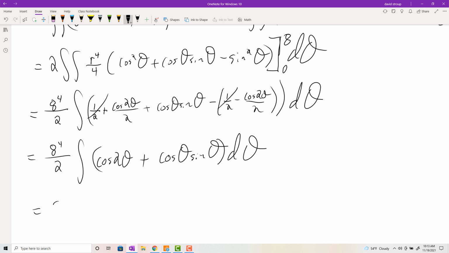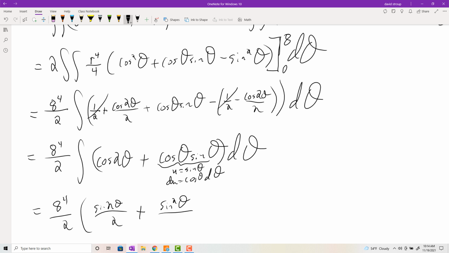And then you could just integrate that straight across. Cosine 2 theta, its integral is sine 2 theta all over 2. And then for this, you could just do a u sub on sine, and then du will be cosine theta d theta. So you're going to get u squared over 2. Back subbing, it will be sine squared theta all over 2. And then we want to evaluate that from 0 to 2 pi. But in both cases, that's just going to be 0.